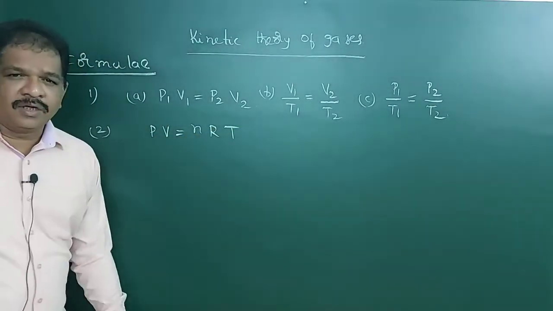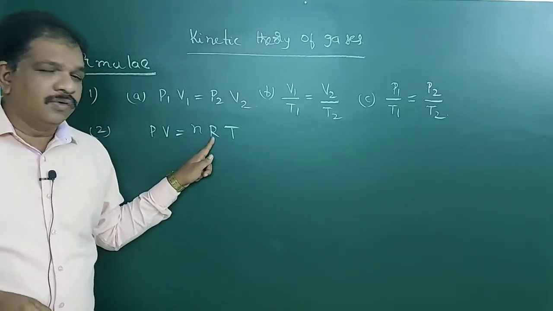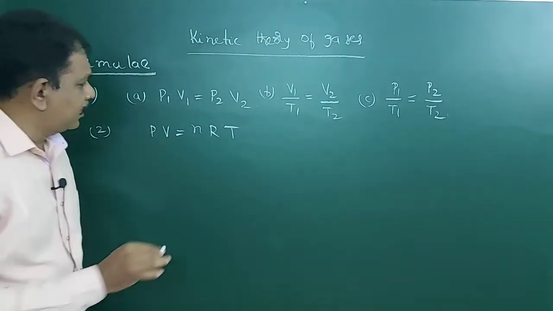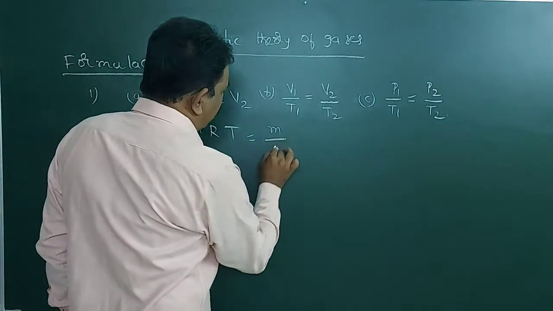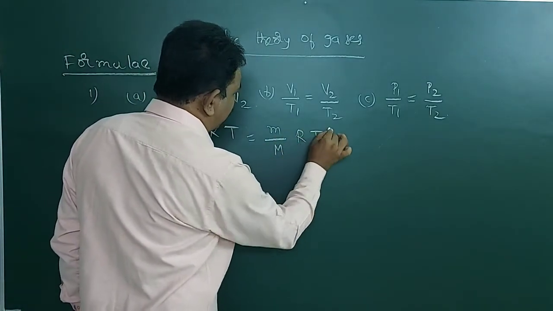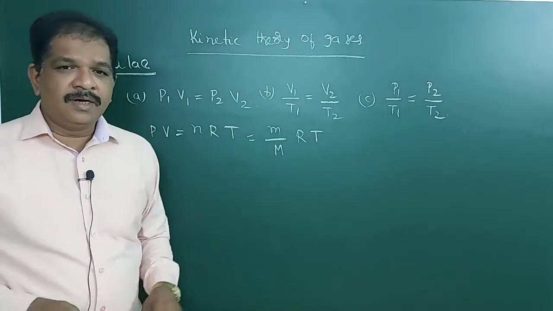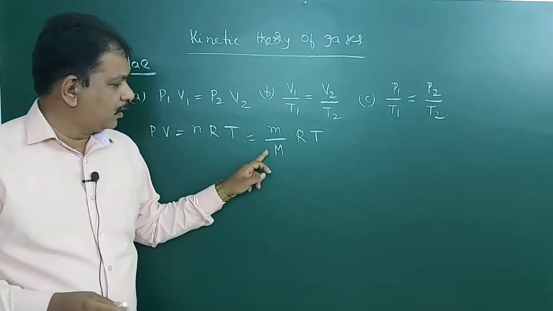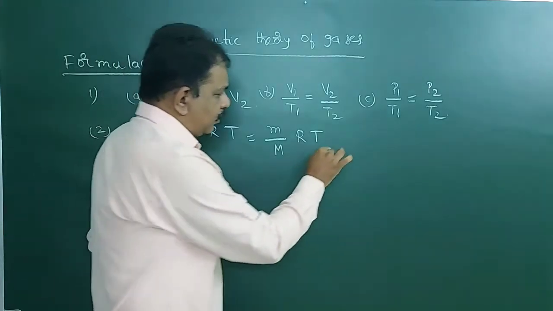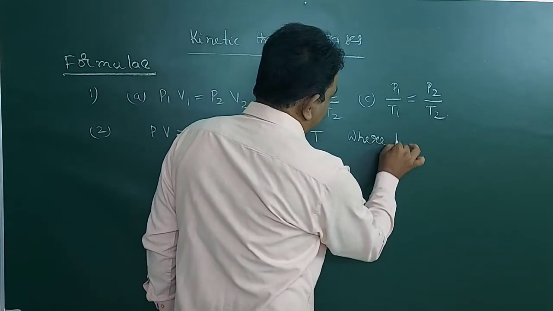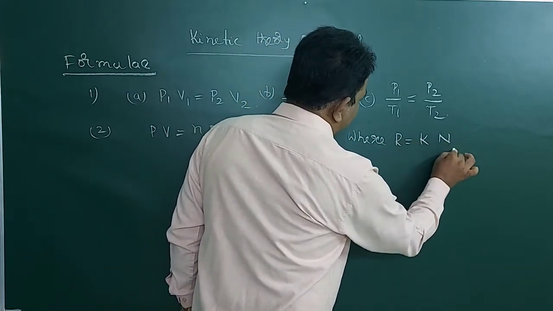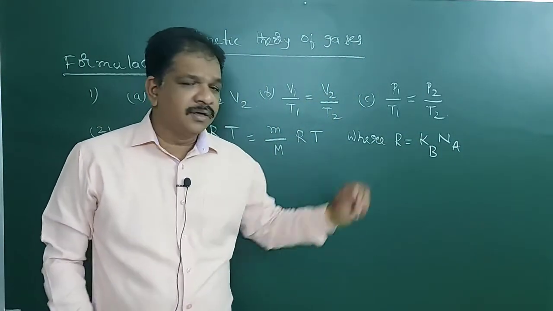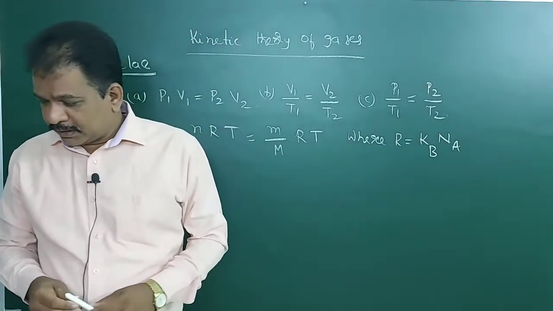Next, second one, ideal gas equation. PV is equal to nRT. n will be the number of moles, R will be the gas constant, T will be the absolute temperature. We can write it as small m by capital M into RT. Small m will be the mass of the gas, capital M will be the molecular weight of the gas. Here R value will be equal to Kb into Na, where Na is the Avogadro number and Kb will be Boltzmann's constant.